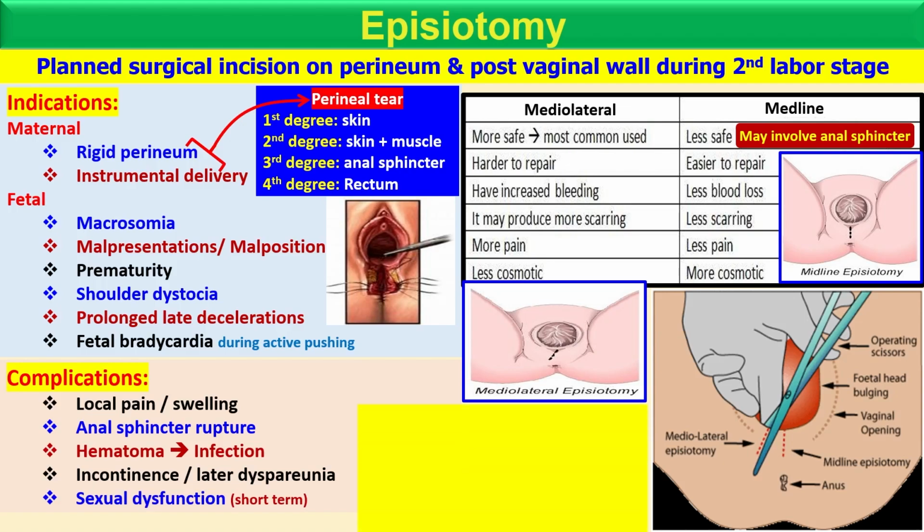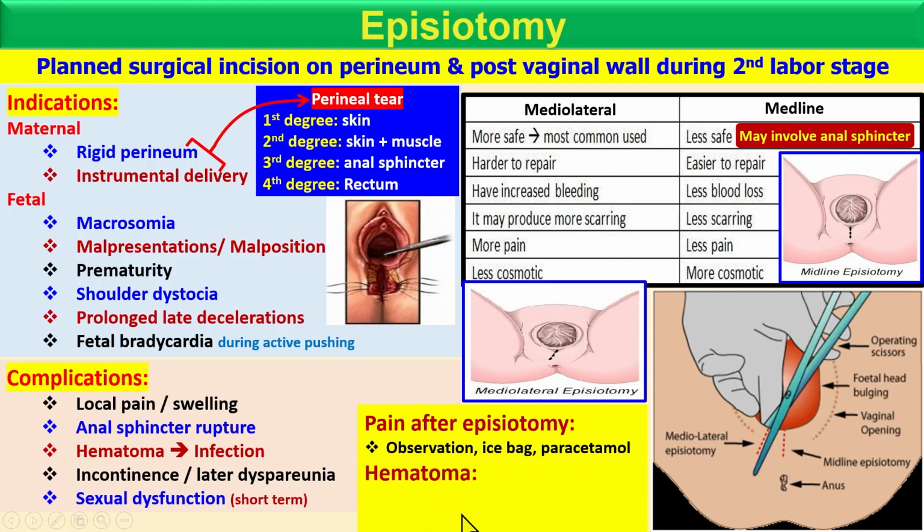So what is the management, step by step? If there is pain after episiotomy, just go for observation, an ice bag, and paracetamol. Initially give this. If there is a hematoma, see if it's small, then just observe the condition. If it's big, then remove the blood and give IV fluid. So this is all about the episiotomy.